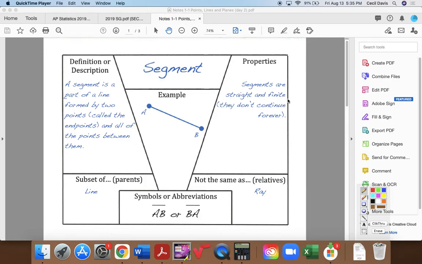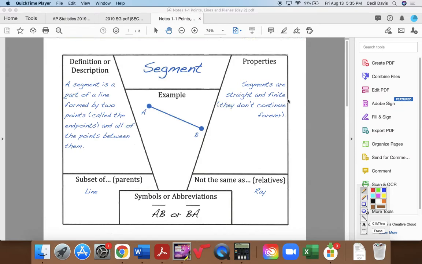So today we're going to look first of all at a segment. Some older textbooks call it a line segment, and you may have called it that in elementary school or something when you first learned about pieces of things. So the definition is a segment is a part of a line formed by 2 points, called the endpoints, and all the points between them.